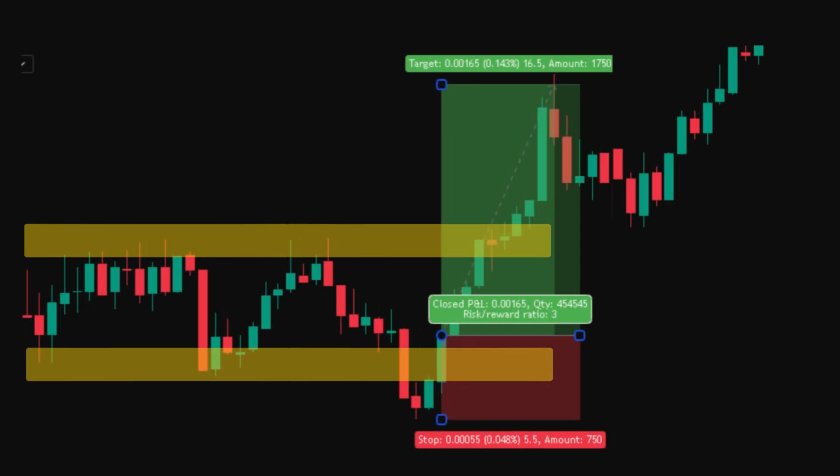My stop loss goes just below the lowest point of that fakeout. Because the stop loss is small, the potential reward becomes much larger. For this setup, I usually aim for a 3-hour trade, or even a 4-hour trade, targeting the opposite side of the range.